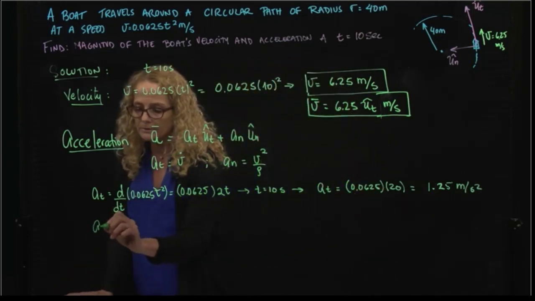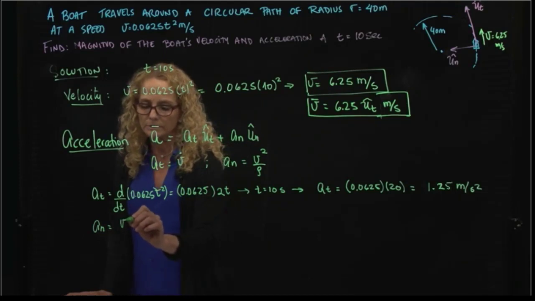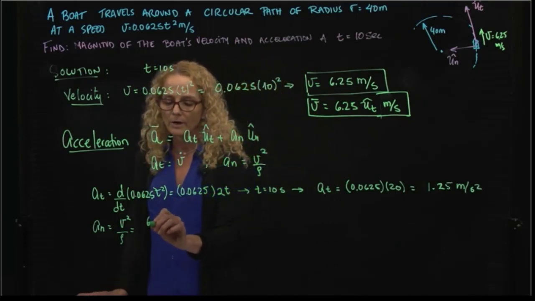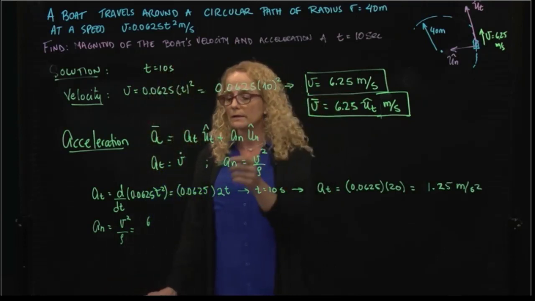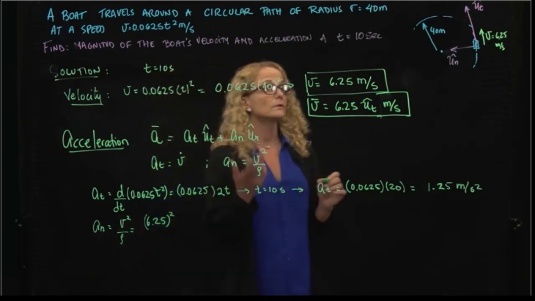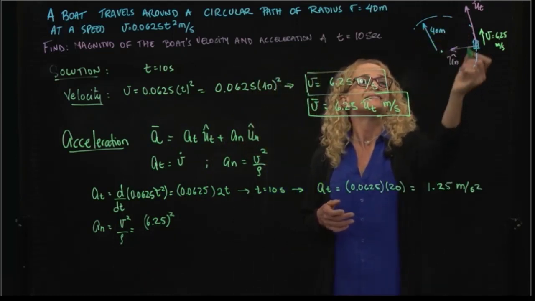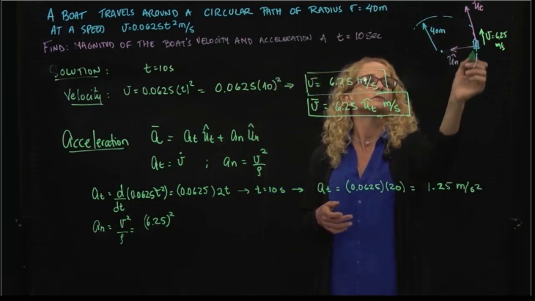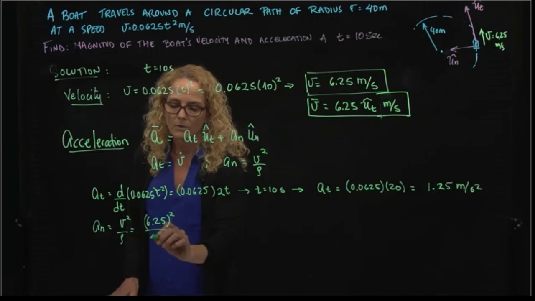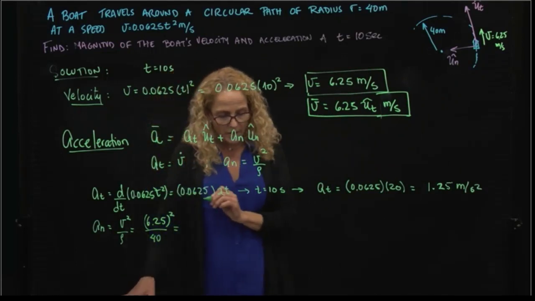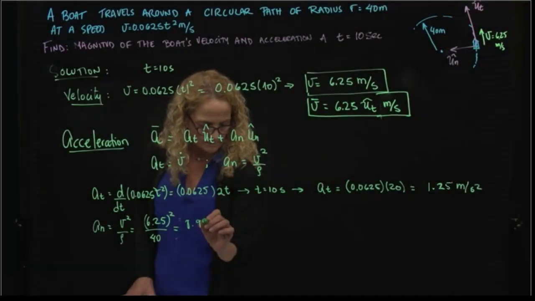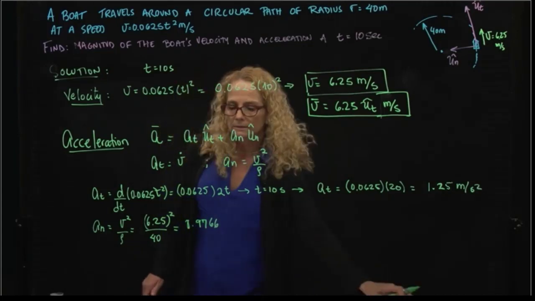How about our normal acceleration? The normal acceleration is just the velocity squared over our radius of curvature. The velocity we already calculated for t equals 10 seconds, which is 6.25 squared, and the radius of curvature is the radius of our path. Since it's a circular path, that radius is constant through all the path of our boat, so it will be 40 meters. And that gives us our result of 0.9766 meters per second squared.